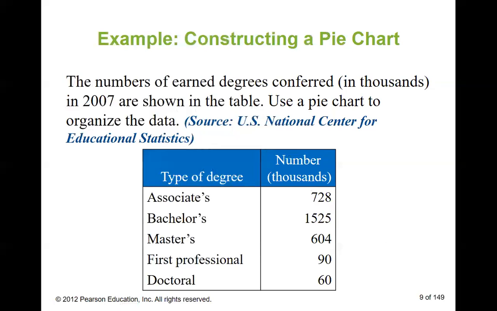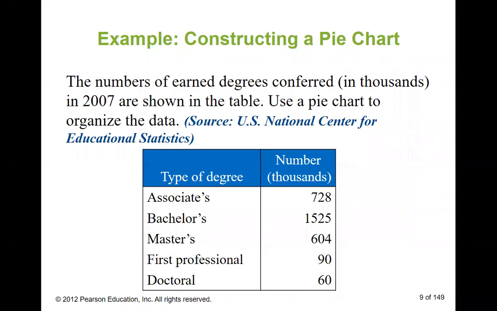This tells you the number of degrees conferred in thousands in the year 2007. So we're supposed to use the pie chart to organize the data. This would be an example of if you had all the individual things listed and you were doing a stem and leaf plot, that 728 doesn't actually mean 728. It means what? 728,000. So that would be a reason why you would need a key on something like that. This is just making it where the numbers are more manageable. So let's talk about how we would set this thing up.